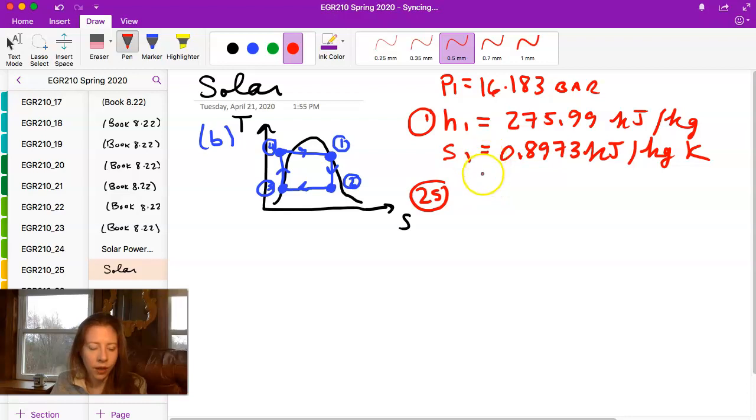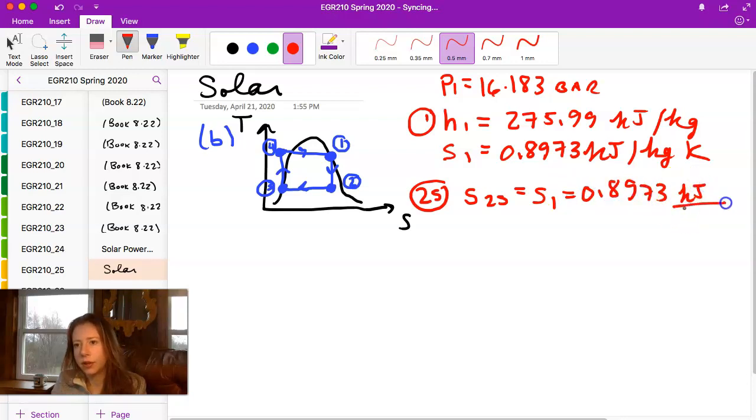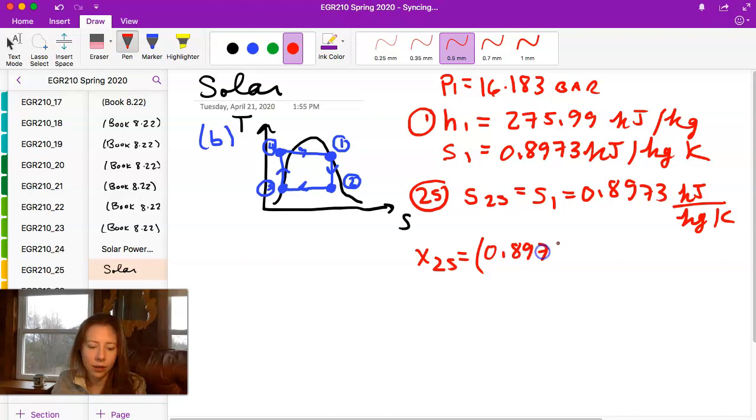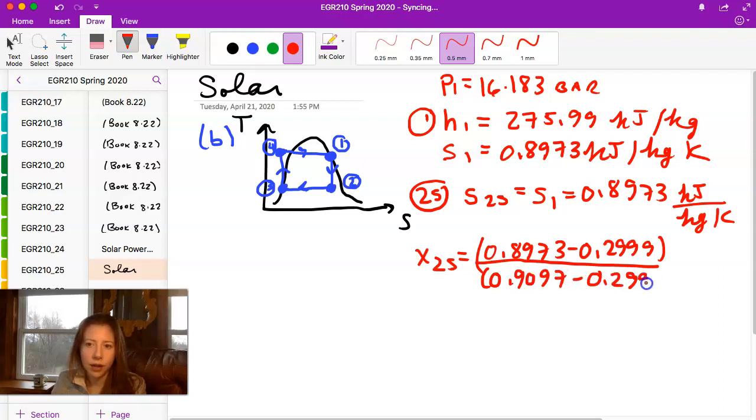So then for 2S, we're going to have S2S is equal to S1, which is going to be 0.8973 kilojoules per kilogram Kelvin. So we can get our quality, X2S, is going to be the difference between 0.8973 minus 0.2999 divided by 0.9097 minus 0.2999. And so this is going to give us 0.9797. So we're still really close to saturated vapor there.